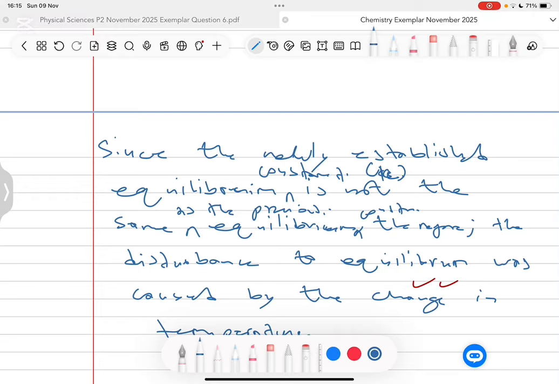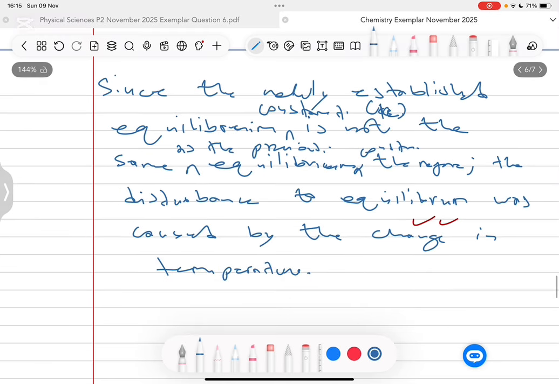So you just have to say the newly established equilibrium constant, Kc, is not the same as the previous equilibrium constant. Therefore, the disturbance to equilibrium was caused by the change in temperature. So please fix that. You should write your answers correctly for you to get the full marks. So it's the Kc that is not the same here, not just the equilibrium, but the Kc.